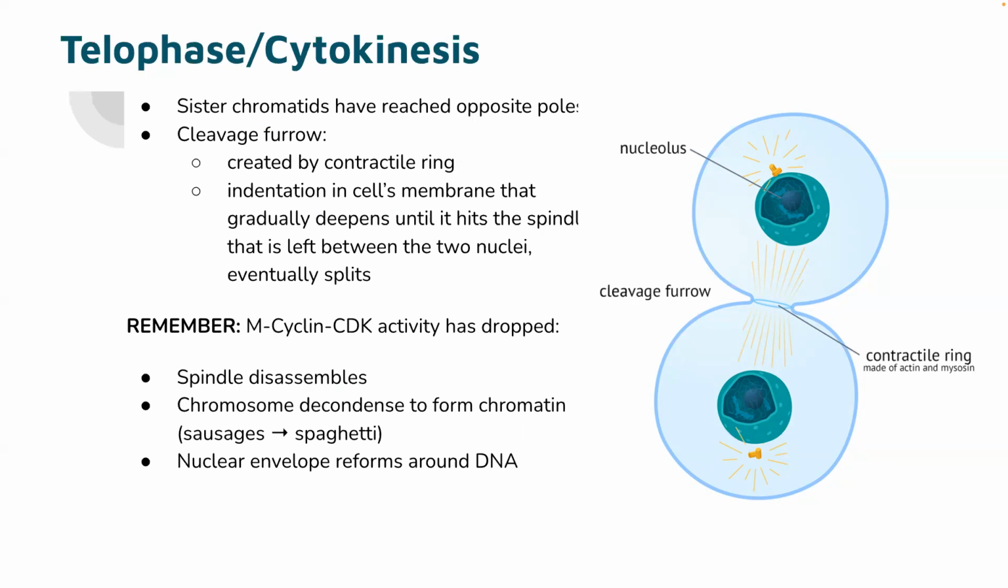And then also, again, just remember that M cyclin CDK activity has dropped by this point. The spindle disassembles, and then the chromosomes decondense to form chromatin. So it's going back from the sausage-like structure to spaghetti, and then the nuclear envelope reforms.